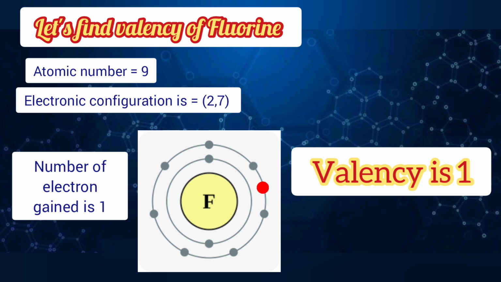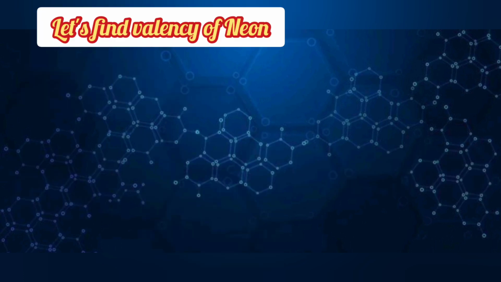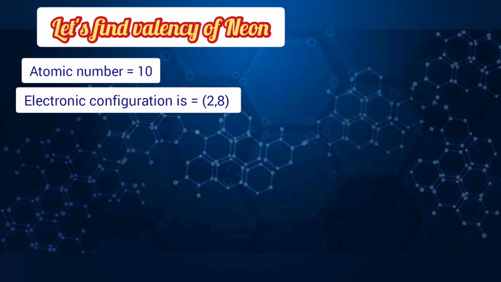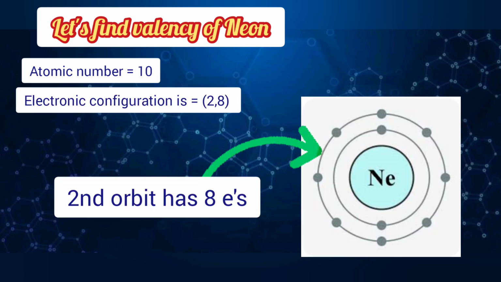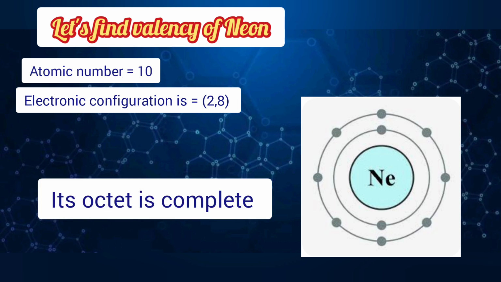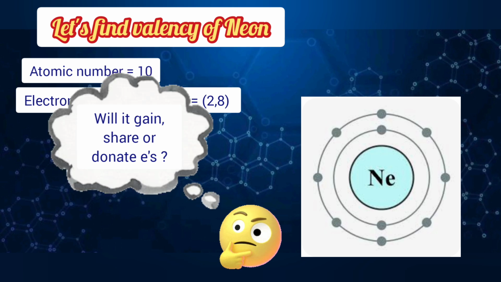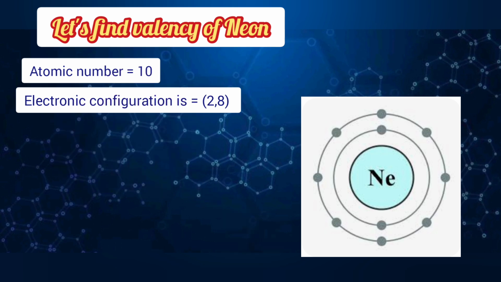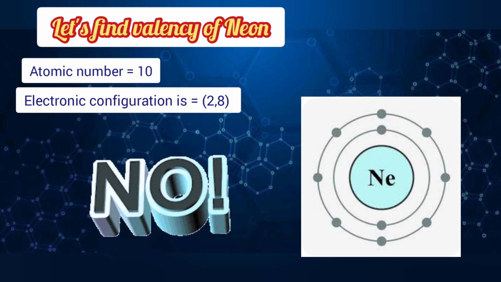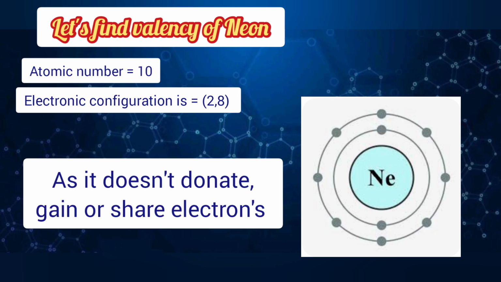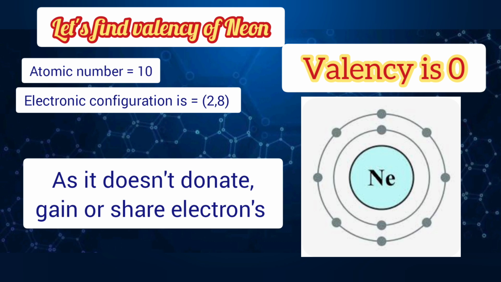1. Now the last example is neon. The electronic configuration is 2, 8. Its second orbit, that is the outermost orbit, contains 8 electrons. If it has 8 electrons, its octet is complete. So if its octet is complete, will it gain, share or donate any electrons? The answer is no. So it is not donating, gaining or sharing any electrons, and hence the valency becomes 0.